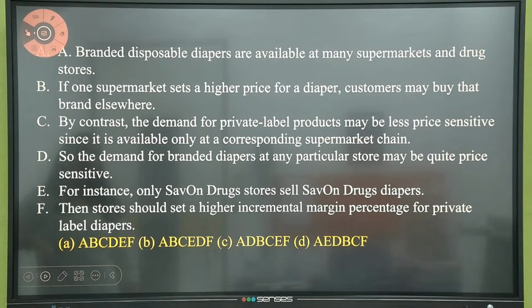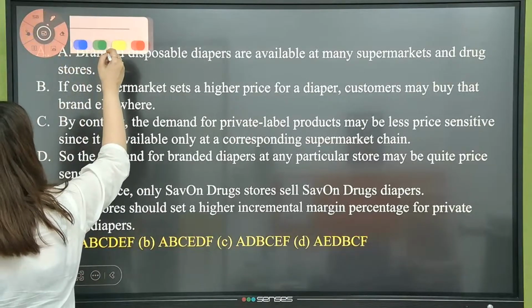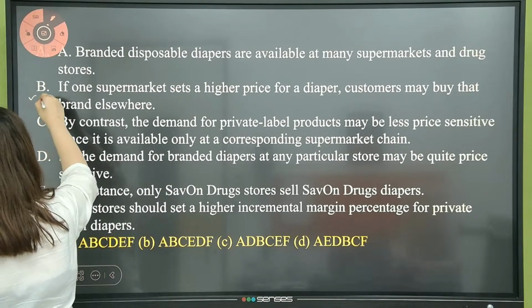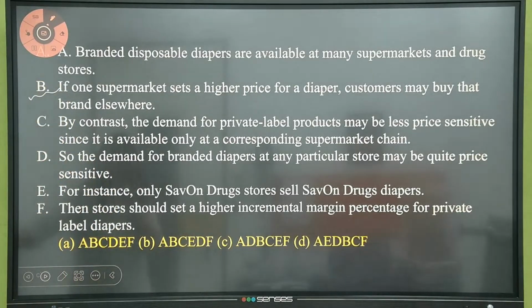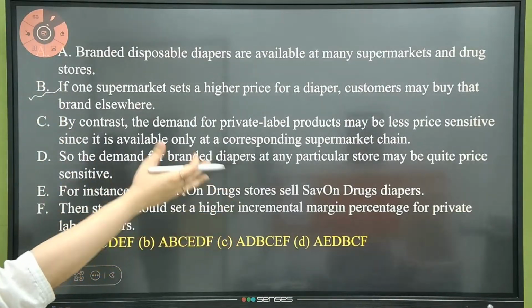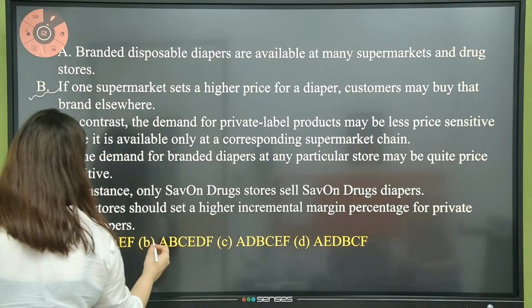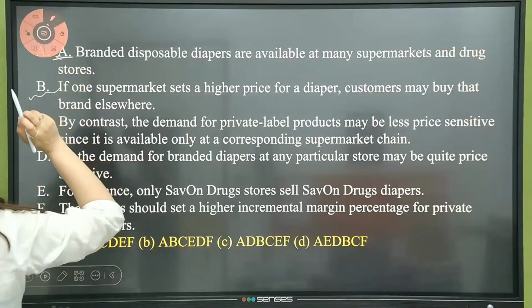Okay. First, branded disposable diapers are available at many supermarkets and drugstores. Okay, looks like a general statement. Let's have a look at the second statement. If one supermarket sets a higher price for a diaper, customers may buy that brand elsewhere. Okay, this cannot be our introductory statement. It's a little ambiguous. Now all the options have A as their introductory statement, so we have no option but to consider A as my introductory statement.